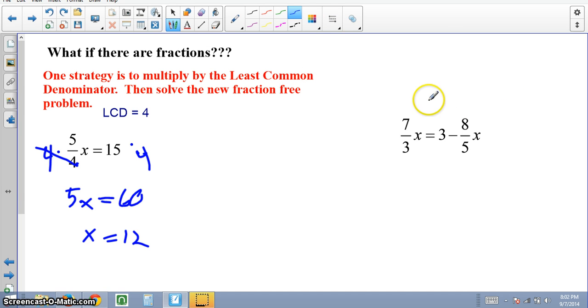And the way to figure it out is you do LCD is what are all the denominators? There's a 3 and a 5, so it's 15. And it is actually the least common denominator in this particular example. So when you do what I just did, it doesn't always give you the LCD, but this time it happens to do so. And so you multiply both sides by the 15.